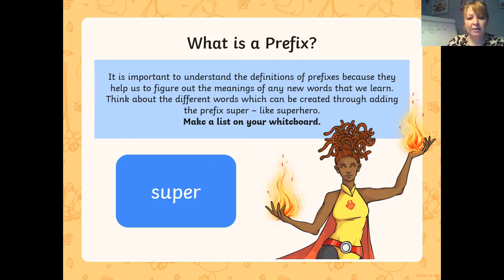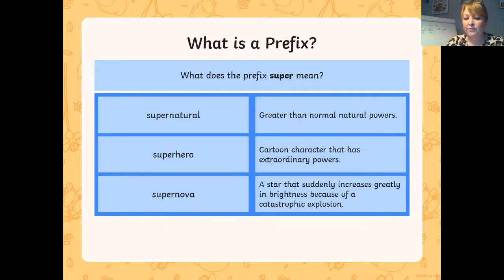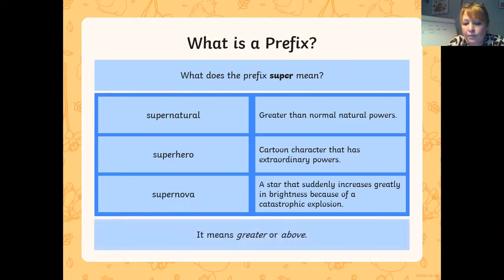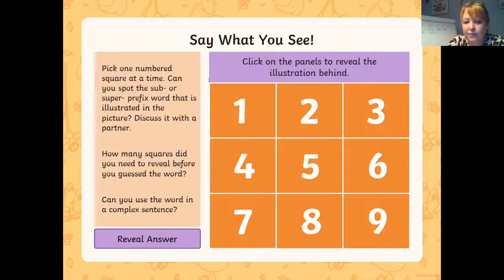Be interesting to see. Here's a few more. Supernatural, so your powers are greater than normal. Superhero, someone that's got extraordinary powers. Supernova, which is a star that suddenly increases in brightness, okay, because of an explosion. Okay, so it means greater or above.